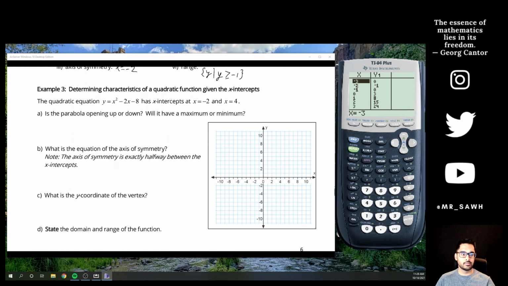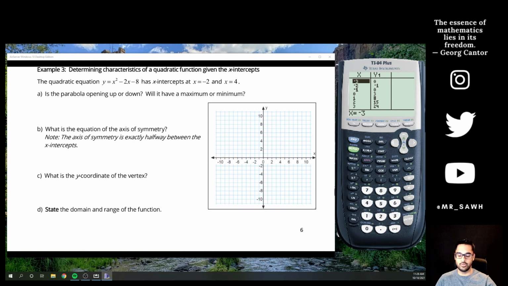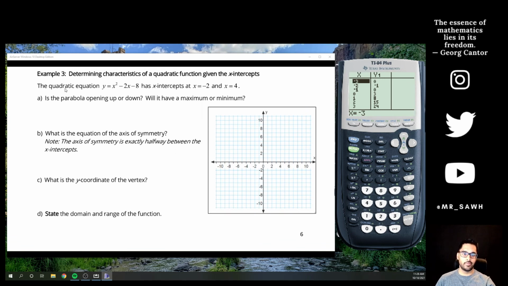Okay, determining characteristics given the x-intercepts. So now we're just going to give some different information to do really the same thing. So I know that the equation I'm given, x squared minus 2x minus 8, has x-intercepts at -2 and +4. So I'm going to graph them. One of them at -2, the other at +4. Okay, there's the two x-intercepts. Now, is it opening up or down, and therefore will it have a minimum or maximum? So if you think about the first term there, it's x squared, but it's positive x squared, so I know this is going to open up, and if it opens upwards, it will have a minimum.